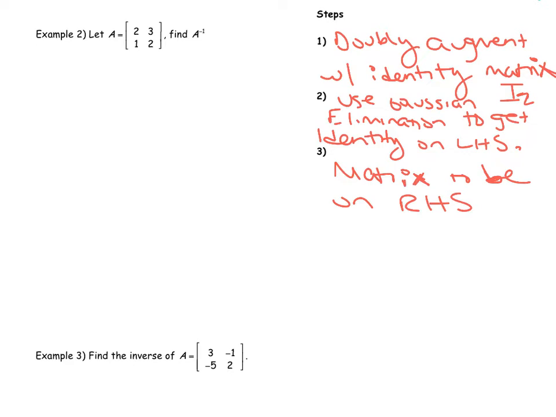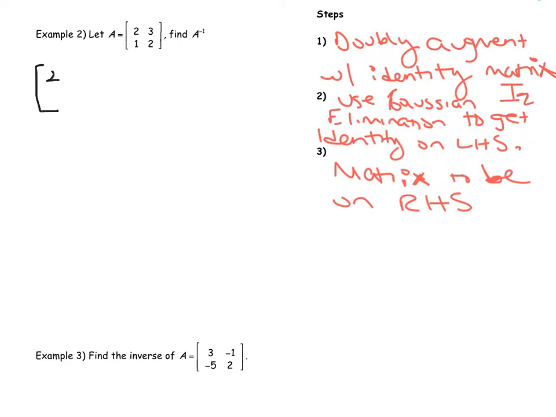We want to doubly augment with the identity matrix. We're going to use Gaussian elimination to get the identity matrix on the left-hand side. And then the matrix will be on the right-hand side. All right, so let's just get to it. Let's create our matrix. Again, we have doubly augment the matrix.